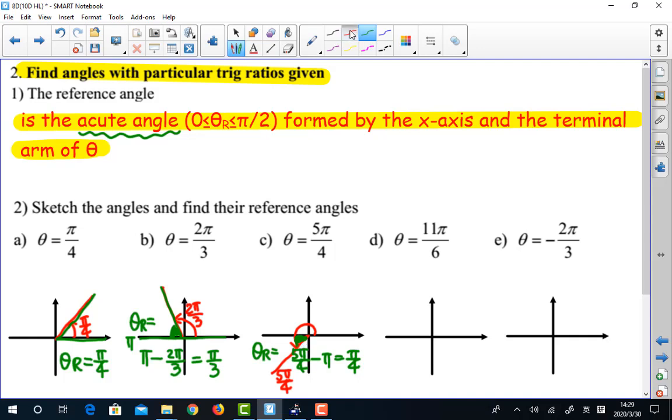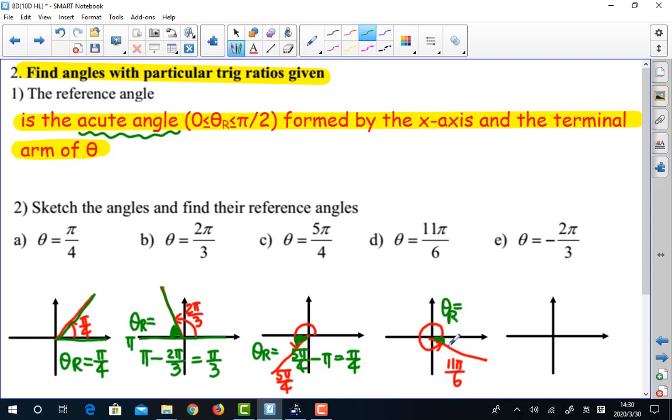Let's look at 11 pi over 6. Let's rotate this angle and sketch this angle. So rotate this much. This is 11 pi over 6. It's in the fourth quadrant. Where is its reference angle? The reference angle is here, formed by the x-axis and its terminal arm. And you have to select the acute angle. So this angle is pi over 6.